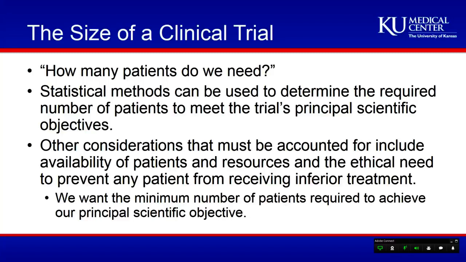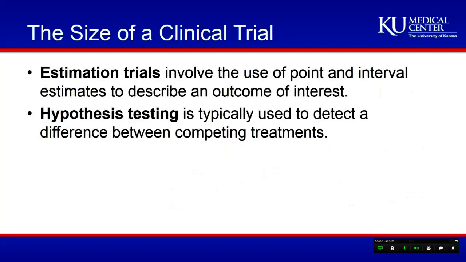So you have to also figure out whether or not the study that you're doing will produce some valuable insight into the research question. So we have to consider the mathematics, we have to consider also the availability of patients and resources, the timeline, and then of course the ethical need to prevent any patient from receiving inferior treatment. We want to basically aim for the minimum number of patients needed to achieve the principal scientific objective. And the objective could vary from study to study.